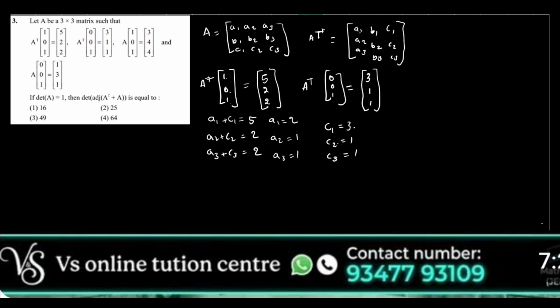Next, they give the relation A into 1, 0, 1 is equal to 3, 4, 4. Already we know the A series and C series values, so there is no use of multiplying 1 into A1. Already we know the A values, so I will take the second directly: 1 into B1, 0 into B2, 1 into B3, plus B3 is equal to the middle value 4. The third value is the C values, which we already know.